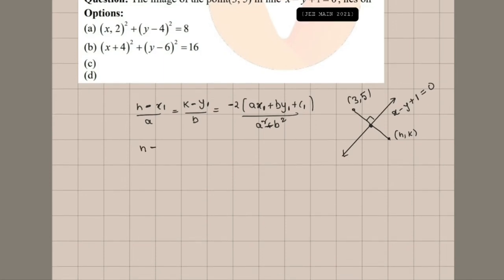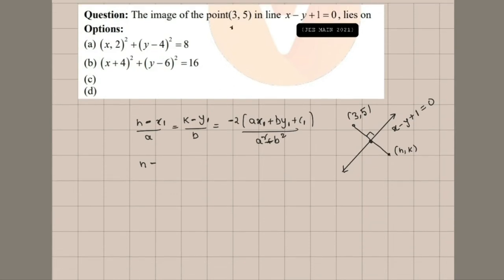So (x1, y1) is (3, 5), and the line is ax plus by plus c equals 0. a is 1, b is minus 1, c is 1. So (h minus 3) by 1 equals (k minus 5) by minus 1 equals minus 2 into, substituting (3, 5) in the line equation, (3 minus 5 plus 1) by (a square plus b square), which is 2.